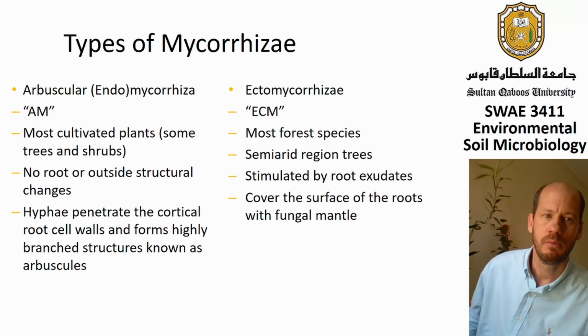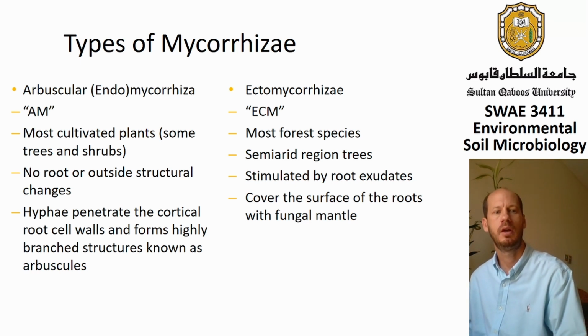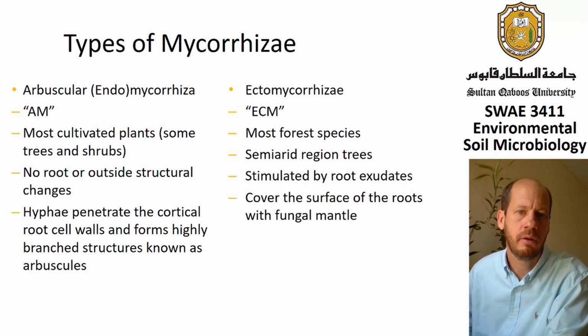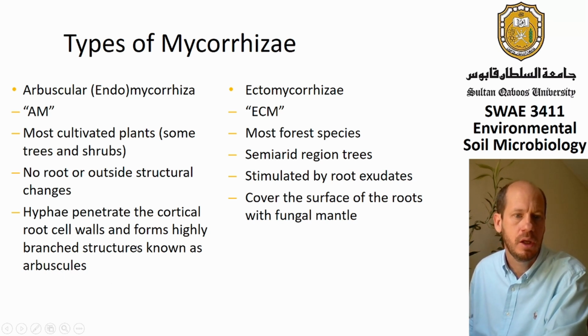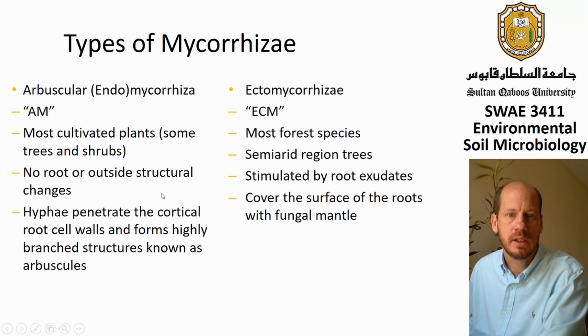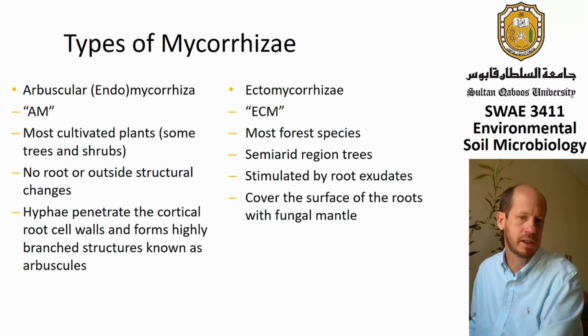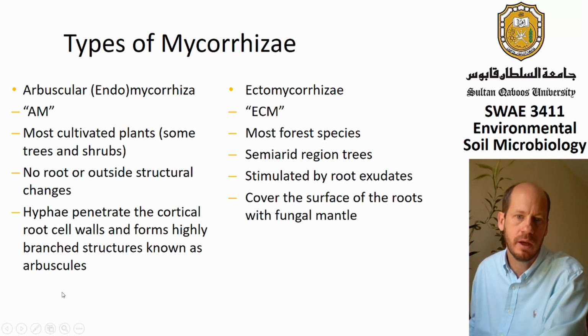Types of mycorrhiza: we have arbuscular or endomycorrhiza, shortened to AM, arbuscular mycorrhiza, and we have ectomycorrhiza. The difference between them is that arbuscular mycorrhizae will penetrate the root and form arbuscules, and these arbuscules are responsible for interchanging the nutrients with the plants. Whilst the ectomycorrhizae will colonize the surface of the root and form a mycelium mat on the surface of the root, and that will be the interchange outside the root, not inside the root.